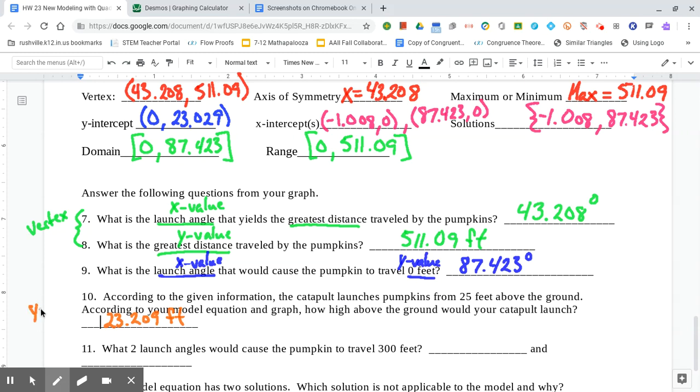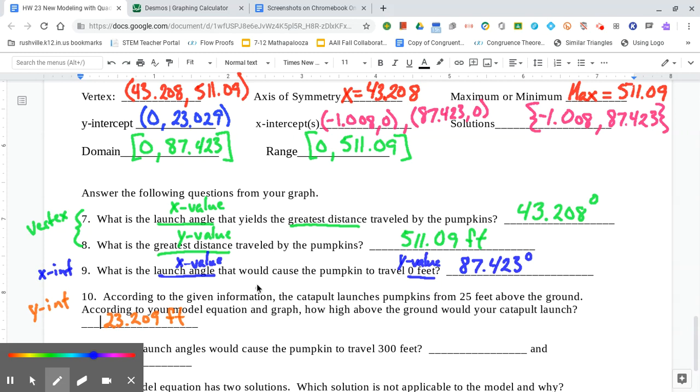So realizing here, though, to answer these questions, we are answering with things that we already know about. We know about the vertex, we know about x-intercepts and y-intercepts. Now we're just putting it into terms of the situation. Okay, and just a couple more things here.